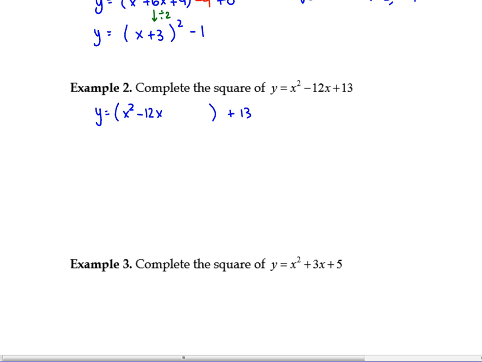We want to turn this into a perfect square, right? Oops, it's a minus 12. So we want to figure out, what would we have to add to make that a perfect square? Well, what is it going to become in factored form? It's going to become x minus 6 squared, right? So what is that number that we're going to have to add and subtract? 36. So we take negative 12, divide it by 2, and then square it. Negative 12 divided by 2 is negative 6. 6 squared is 36. Add 36, and we subtract 36.